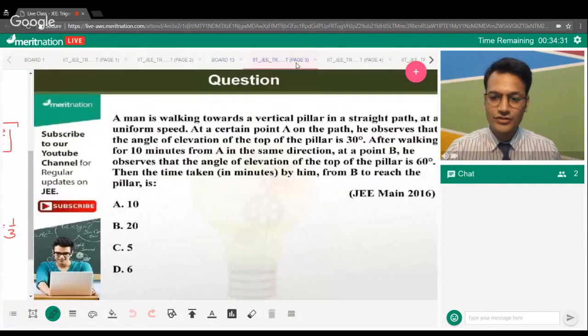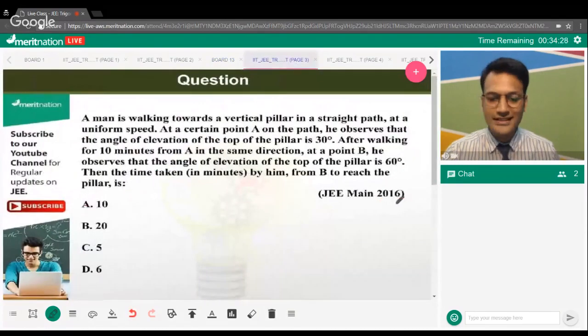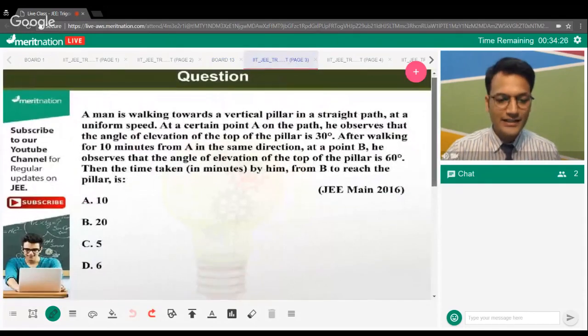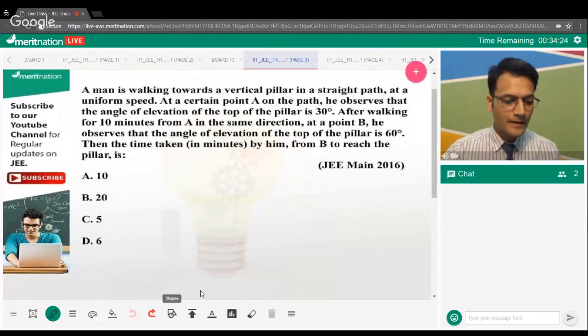Let's see one question, quick question. JEE Mains 2016. Read the question. Meanwhile, I'll draw the diagram. Just quickly go through the question once. I'll just quickly draw the diagram.